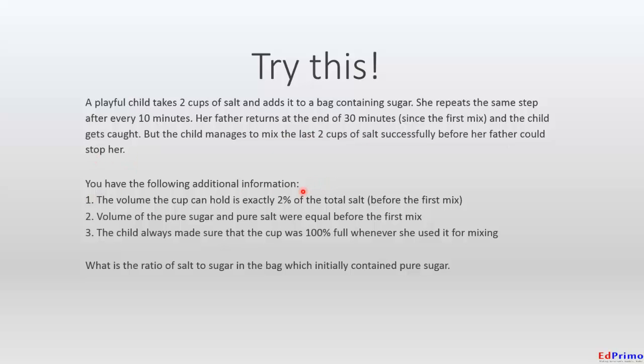You have the following additional information. The volume the cup can hold is exactly 2% of the total salt, which was there before the first mix. Volume of the pure sugar and pure salt were equal before the first mix. The child always made sure that the cup was 100% full whenever she used it for mixing. What is the ratio of salt to sugar in the bag which initially contained pure sugar?